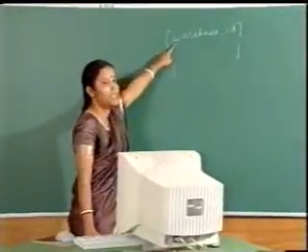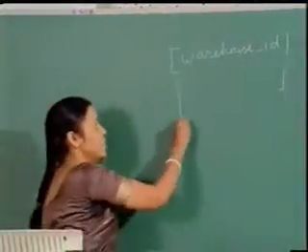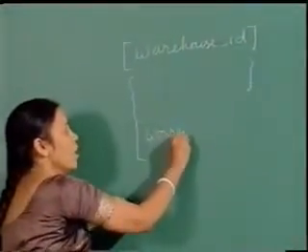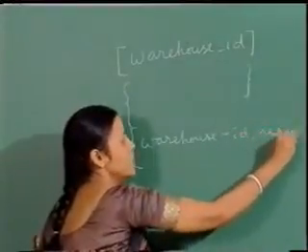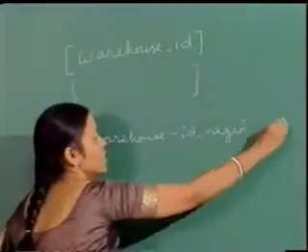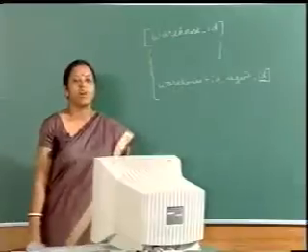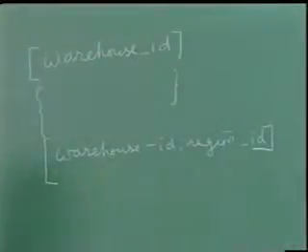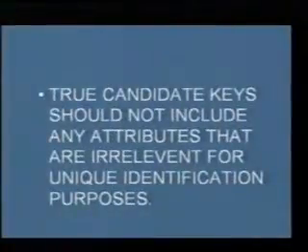For example, in this case, warehouse ID is a simple candidate key, but if you say the combination of warehouse ID and region ID is a candidate key, then we can say this is a composite candidate key. True candidate keys should not include any attributes that are irrelevant for unique identification purposes.